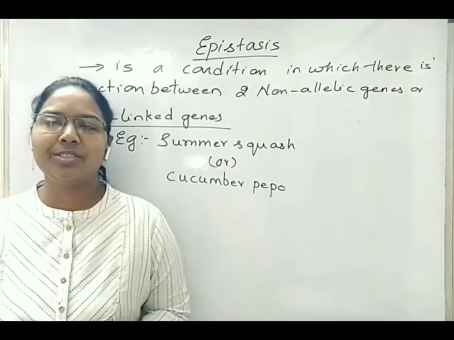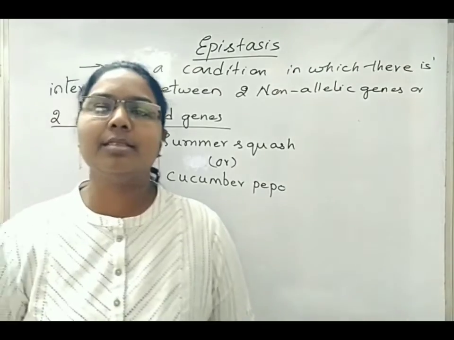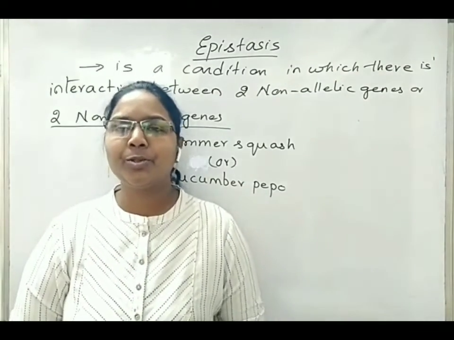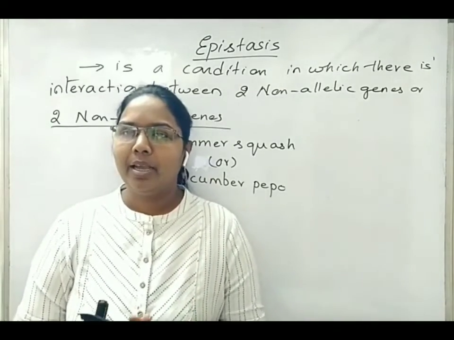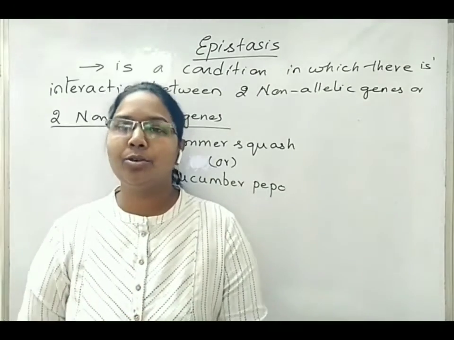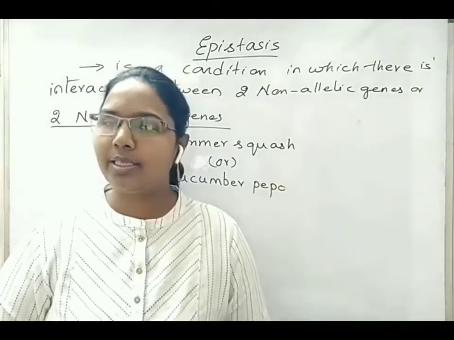Hello students, today we will start with a new topic, that is epistasis. What is meant by epistasis? Epistasis is a condition or a feature that is expressed by one allele form of a gene, and it is trying to dominate another dominant allele of another chromosome. But those chromosomes should be homologous.